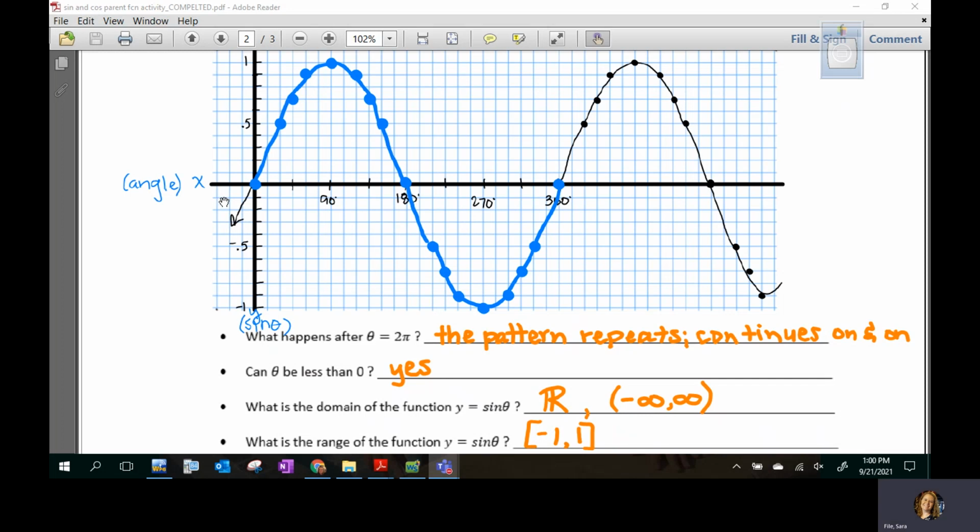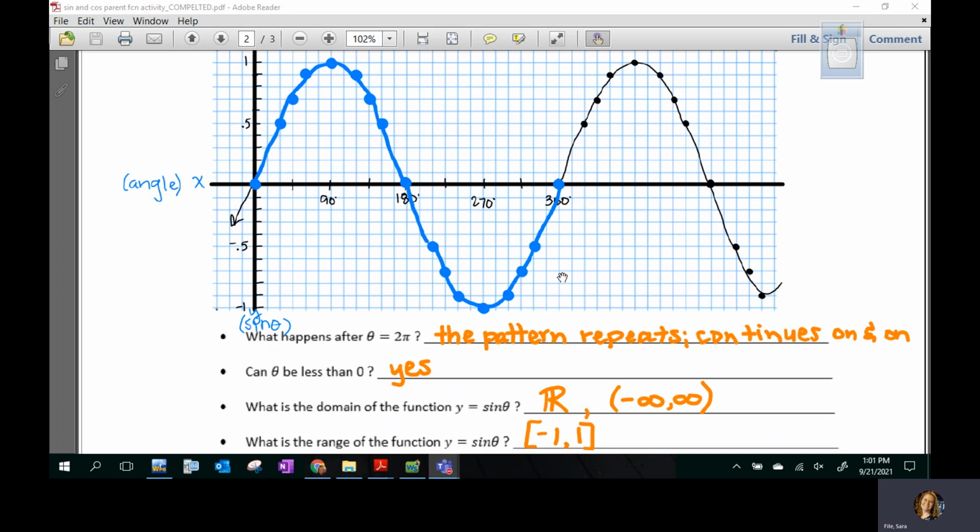And then we talked about the domain and the range. The domain could be written with all real numbers, or you could write it in interval notation. And remember, parentheses are used in interval notation when you're not including the point, which you can't include infinity because you never reach infinity. And range is the low to high vertically, -1 to +1. And the brackets indicate that those are included in the function.